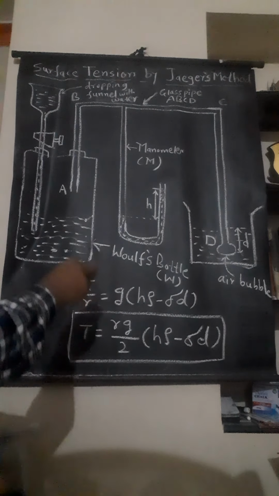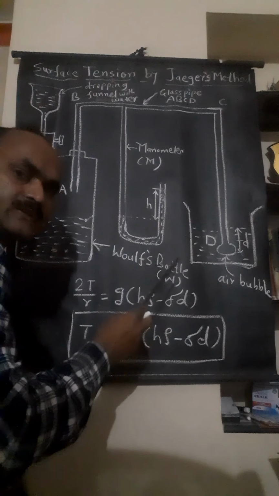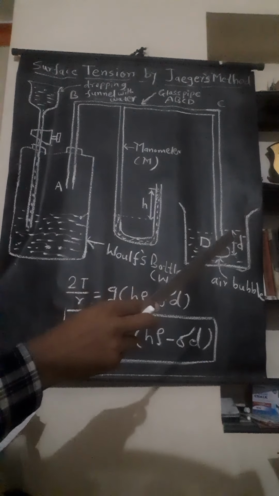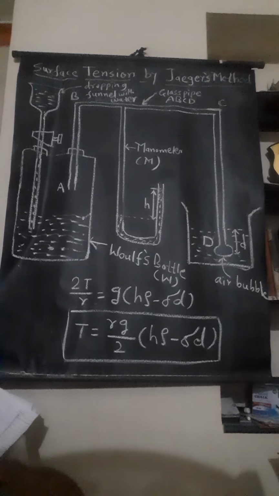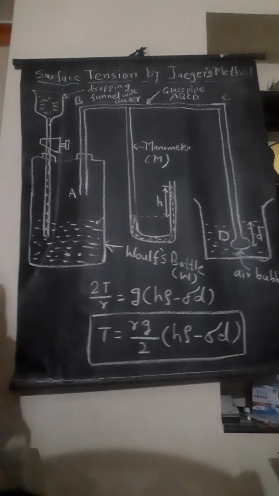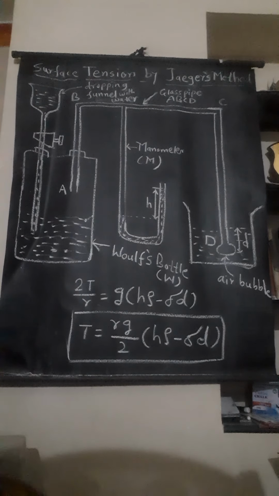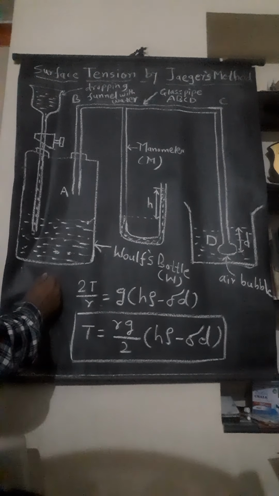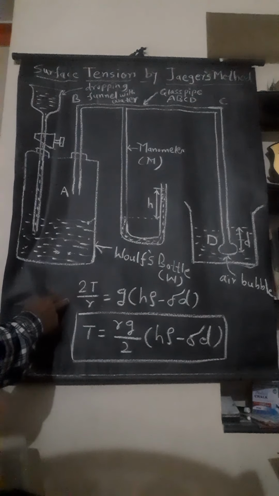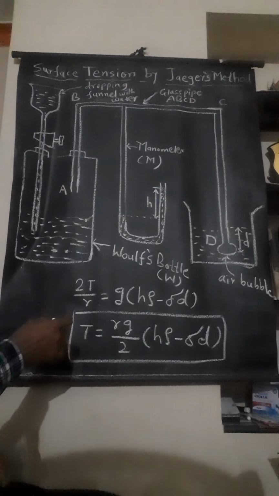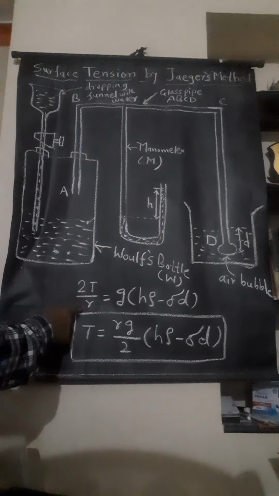This is the principle of Geiger's method. Geiger's method works on the principle that the pressure inside an air bubble in a liquid is greater than the pressure outside it by 2T upon R. Here T is the surface tension of the liquid and R is the radius of the bubble.